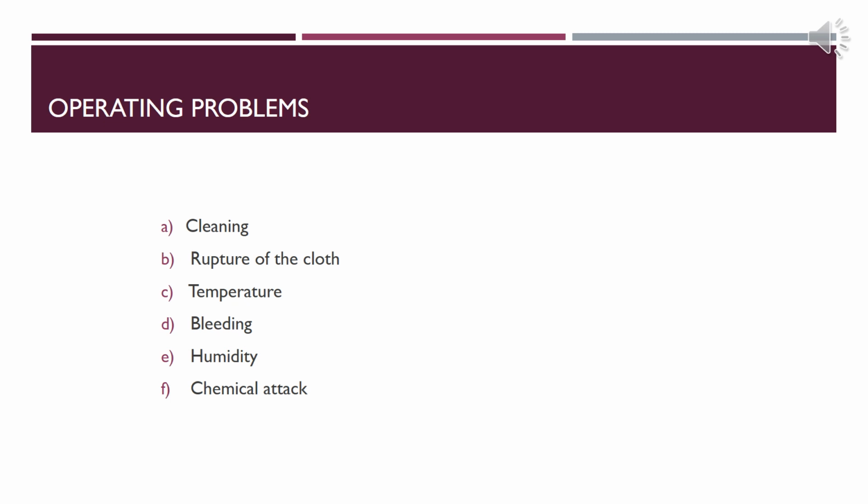Various problems during the operation of a baghouse include cleaning. At intervals, the bags get clogged up with a covering of dust particles so that the gas can no longer pass through them. At that point, the bags have to be cleaned by rapping, shaking, or by reverse airflow by a pulse jet. Rupture of the cloth.